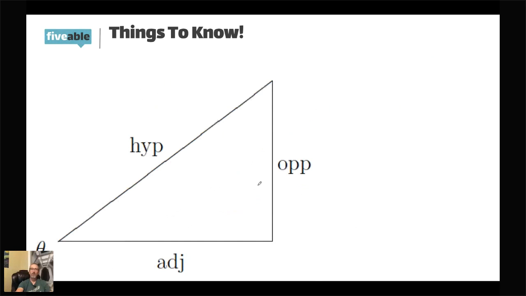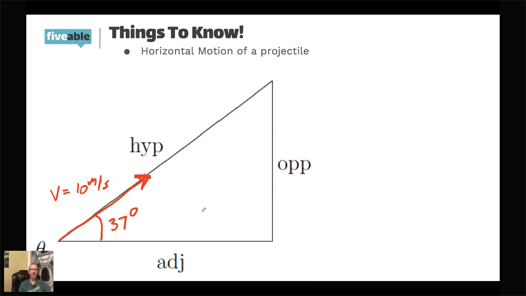All righty, here we go. Next thing, horizontal motion of a projectile. So let's say that I've launched a projectile, and this projectile is going along this side. And let's say that our velocity of the projectile along the hypotenuse is 10 meters per second. All right, cool. So let's go ahead and put in an angle. Let's say that this is 37 degrees. And they want us to figure out what is the initial speed of this projectile at this angle of 37 degrees.